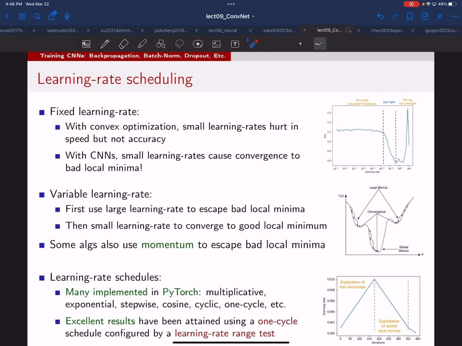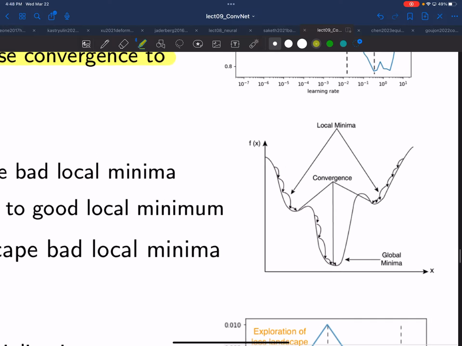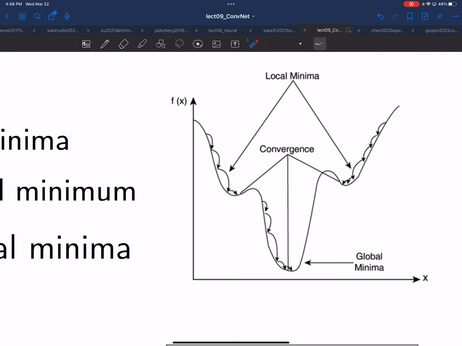It turns out that with neural networks or deep neural networks especially, small learning rates can actually cause convergence to bad local minima. So here's just an example, just a rough picture. So here you can see I have some local minima here. I have a global minima I want to get to. And so if I run gradient descent with small learning rates, what I'll do is I'll climb down and I'll stop here because now I've reached my minima, right? But that's not where I want to be. I want to be down here.